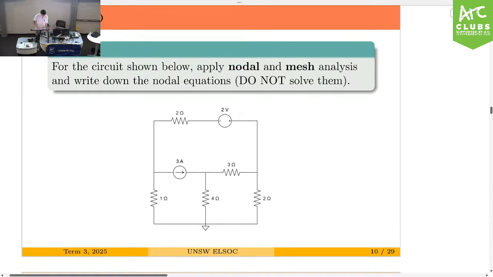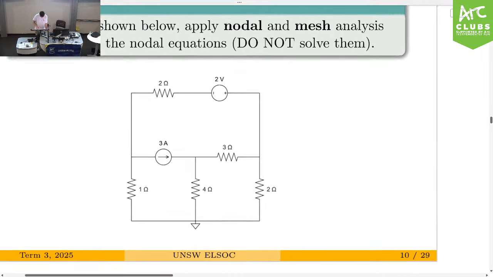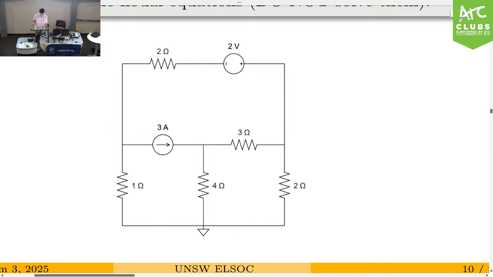We're going to try this question here. For the circuit shown below, apply nodal and mesh analysis and write down the nodal equations. Okay. So to start off with, we're going to do nodal analysis. The first thing we can do is, if you ever see a voltage source that lies between two non-ground nodes, so in this case there's a node here, and a node here, you have to establish a supernode, okay?